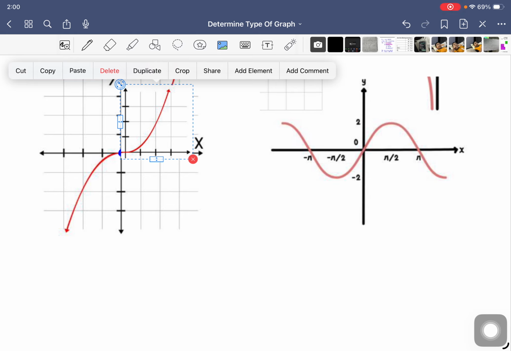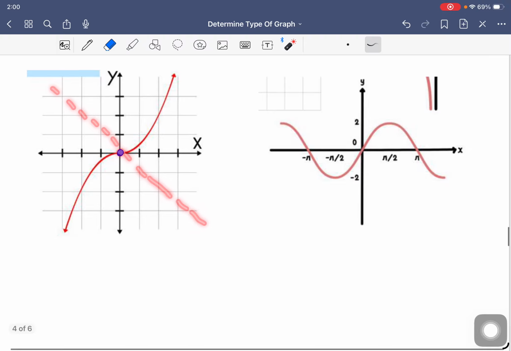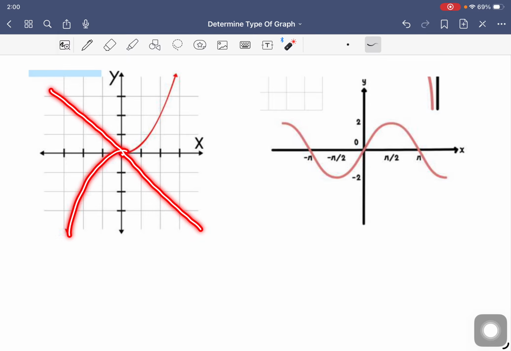Okay, it depends on how easily you can see the pattern. As long as you know that for the odd graph, it is symmetric about the origin, this is your mirror now. So if even, your mirror is at the y-axis. If odd, your mirror will become the origin, so it will be transposed to the opposite side.